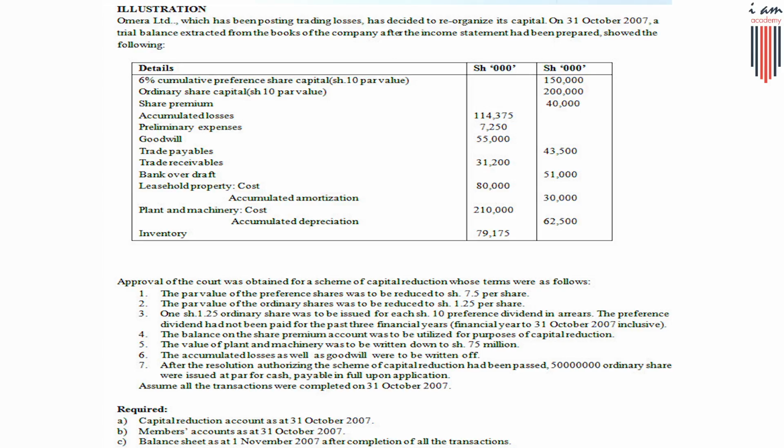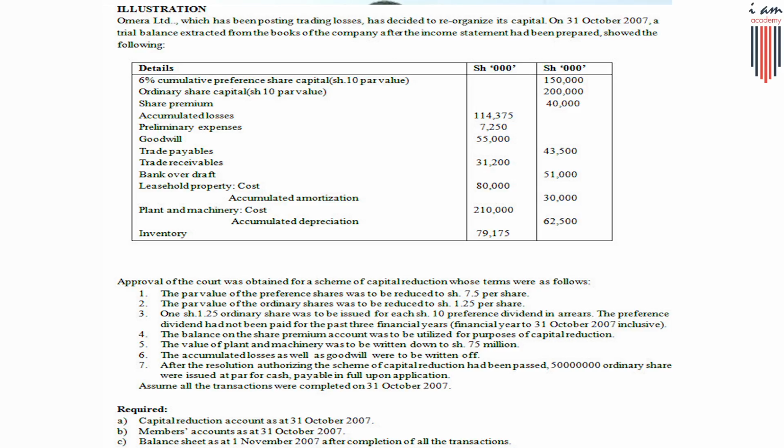Now thereafter, we look at the additional information, where we were told that the approval of the court had been obtained for a scheme of capital reduction whose terms were as follows. 1. The par value of the preference shares was to be reduced to 7.5 per share. Friends, if you reduce the share capital, we are going to debit our share capital account, we credit the capital reduction.